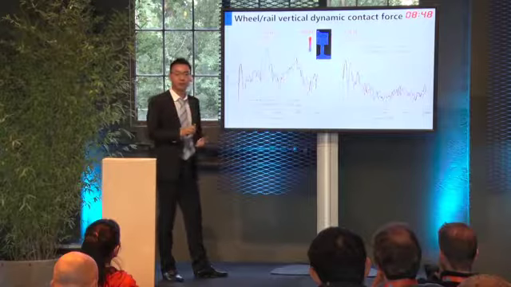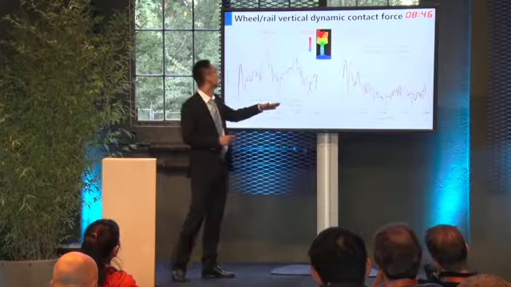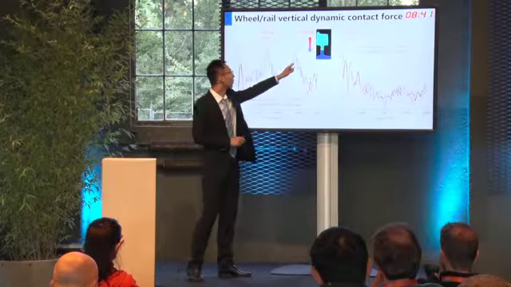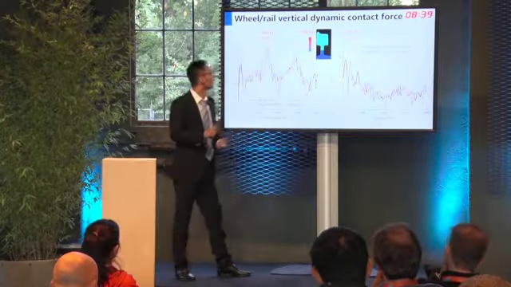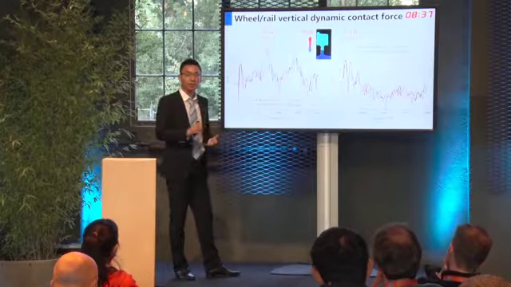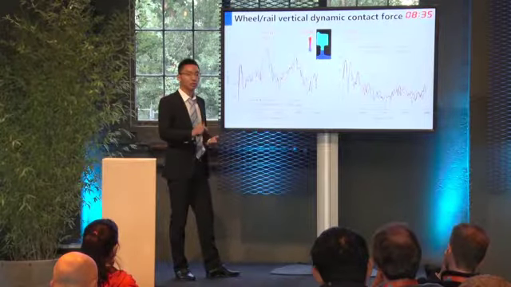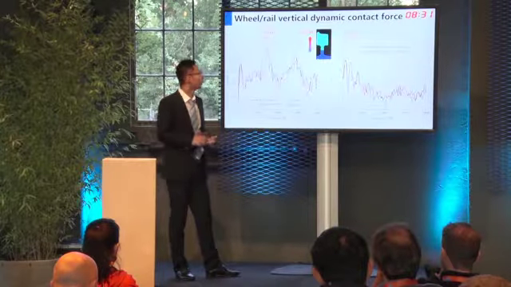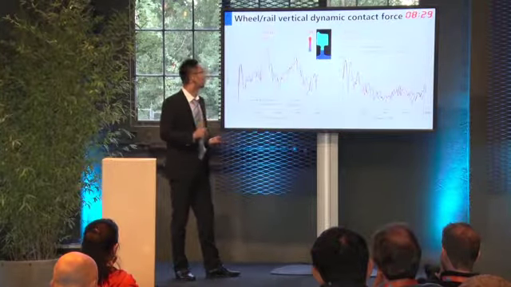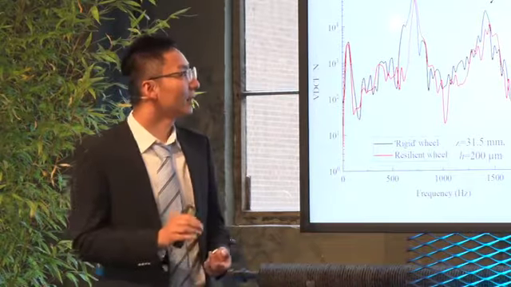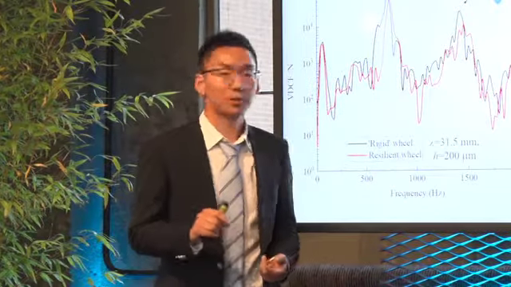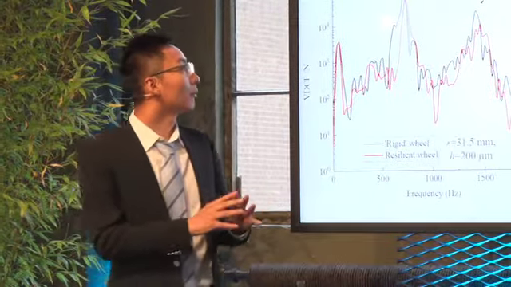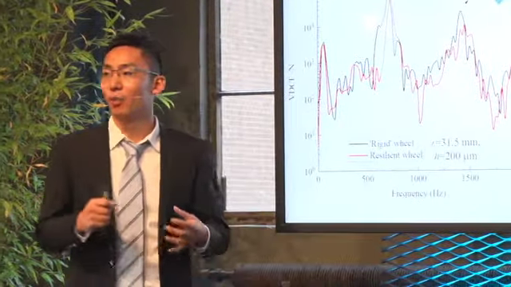When the excitation frequency is higher than 390 Hertz, the rim and the web of the resilient wheel are largely decoupled by the rubber. So the unsprung mass of the resilient wheel is just the rim, and a decreased dynamic force is found. When the excitation frequency is lower than 390 Hertz, the rim and the web behave like one mass.